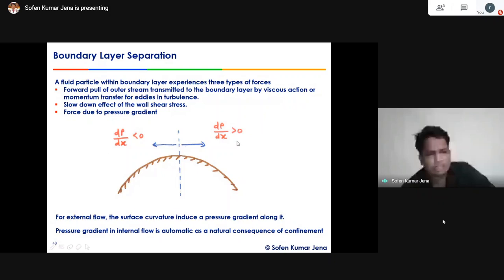When del P by del X is less than 0, this region is known as the favorable pressure gradient region. When del P by del X is greater than 0, this region is known as the adverse pressure gradient region. To understand why it is favorable and why it is adverse, let's understand what kinds of forces act on a fluid molecule in the boundary layer.